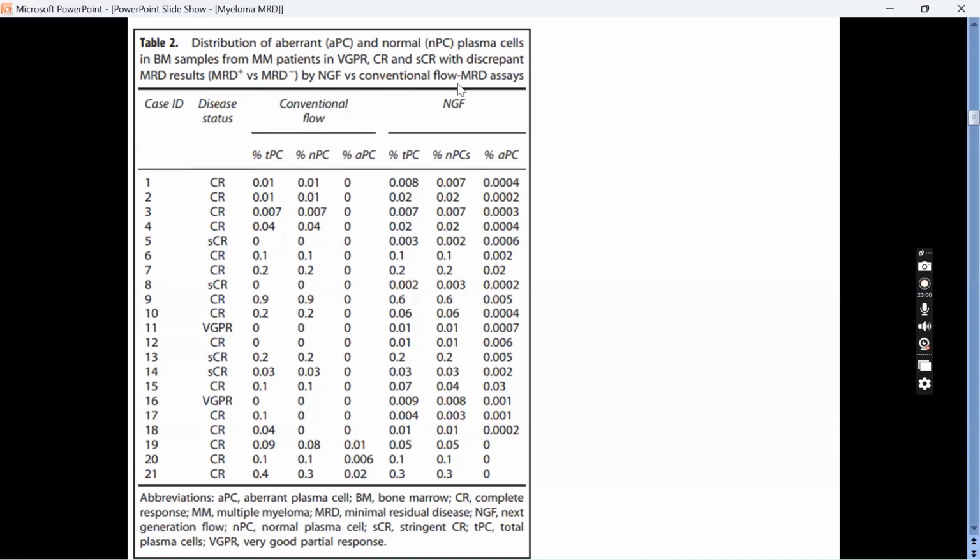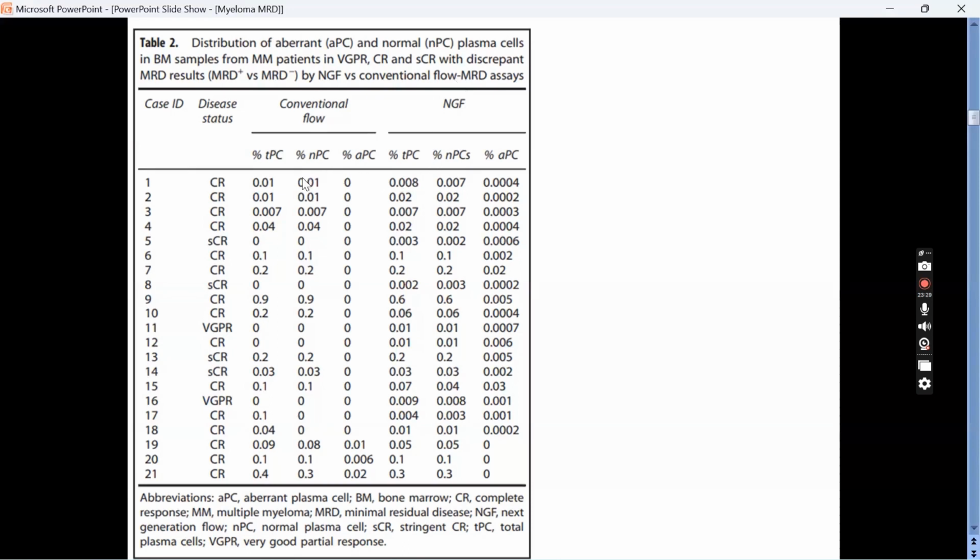Okay, so how much is that? Anyone? So if I need 20 minimal events, and I'm going to acquire 5 million events, it will be around 0.000004, that is 4 into 10 to the power of minus 6. So that is the sensitivity which is needed.